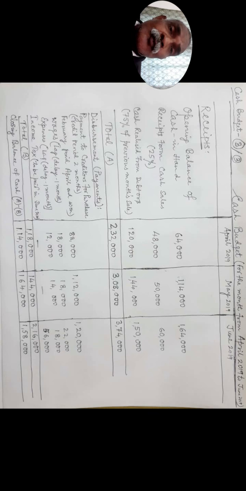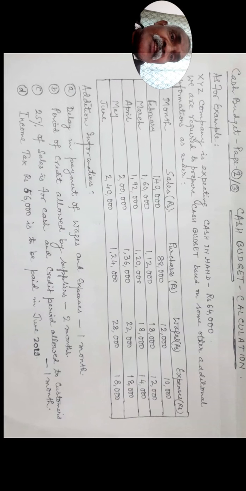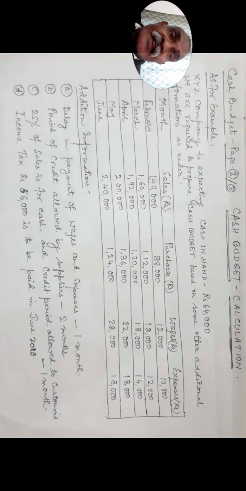25,000 is 240,000 rupees is 60,000 rupees. Now cash realized in the month of June is how much? That is May's sale. May's 75% you will recover in the month of June. So May's sale is how much? May's sale is 2 lakhs.